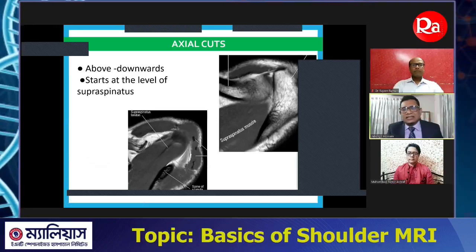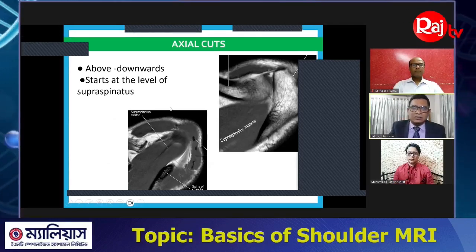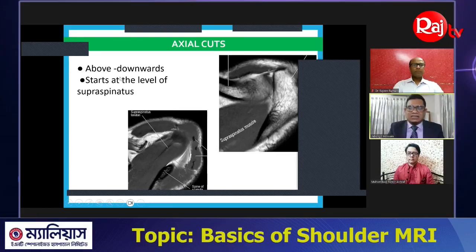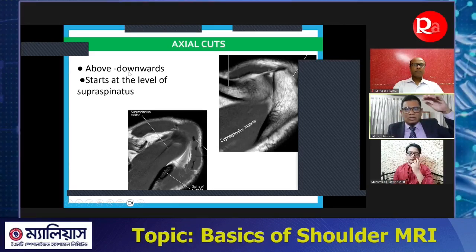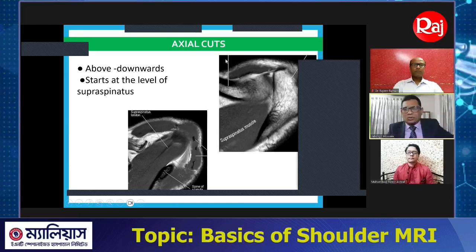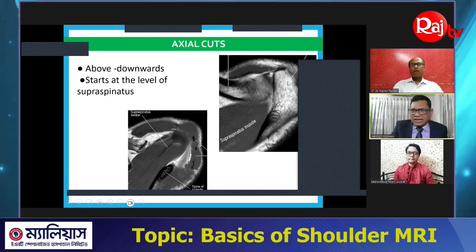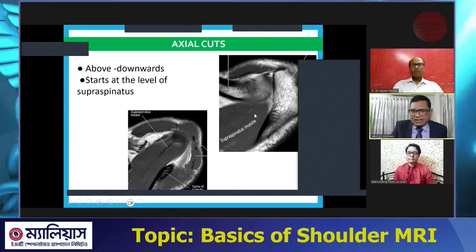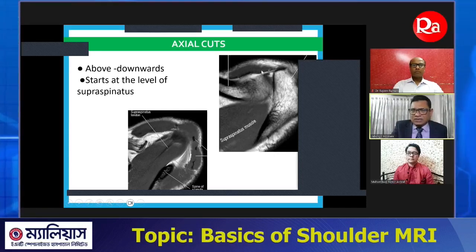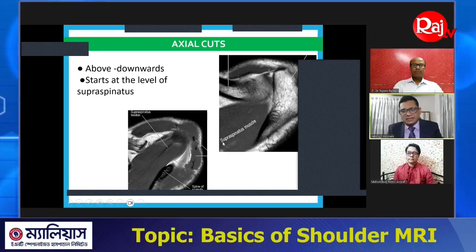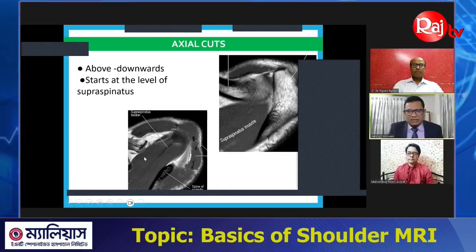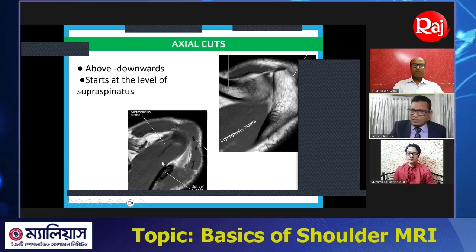And next cut is axial cut. Axial cut we have already mentioned. It starts at the level of the supraspinatus and goes from above downward. In this figure you can see the acromion, this is the clavicle, and the supraspinatus. It starts from this level and goes downward, and this muscle is the supraspinatus muscle cut.